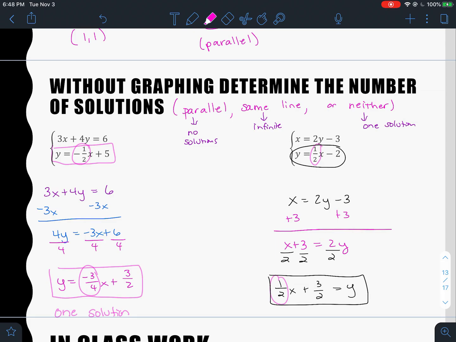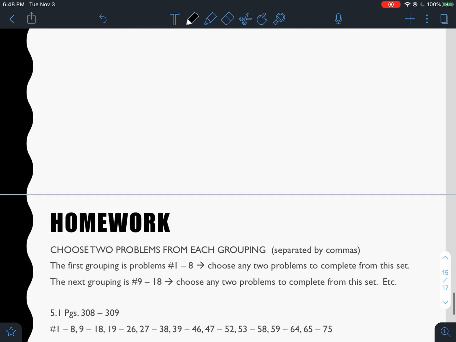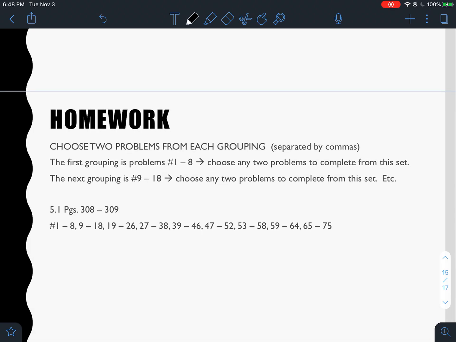Notice these two lines have the same slope. They're both 1/2, but they're not the same exact line because one has a y-intercept of 2 and the other has a y-intercept of 3/2. Since they have the same slope but are different lines, that means the two lines are going to be parallel. And if they're parallel, they're going to have no solutions because they're never going to intersect.